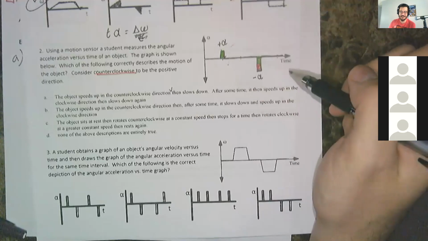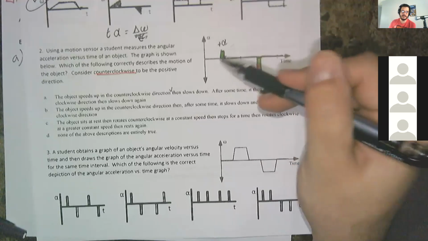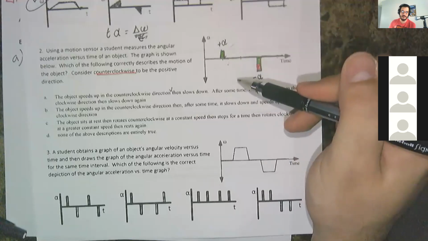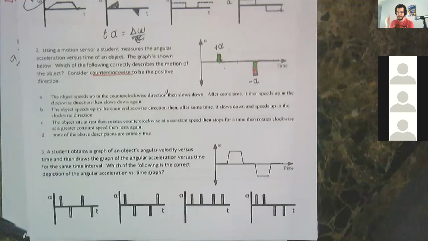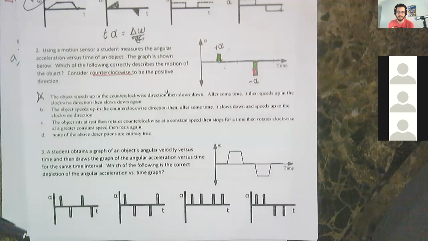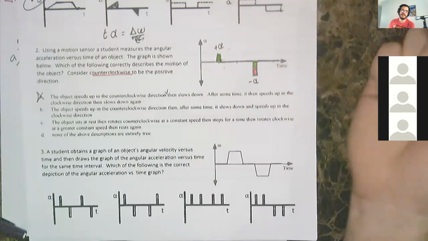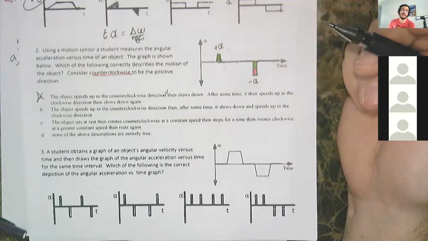This is an acceleration time graph. If this was a velocity time graph, then yes, it went up, then it went back down. This is an acceleration time graph. This is not the same thing. This one has to be wrong because they're assuming that they're writing it like this is a velocity time graph.